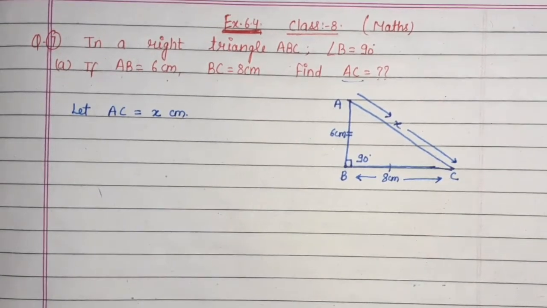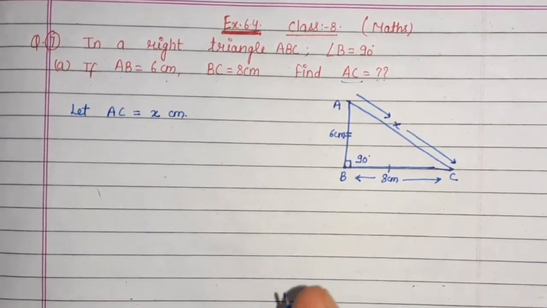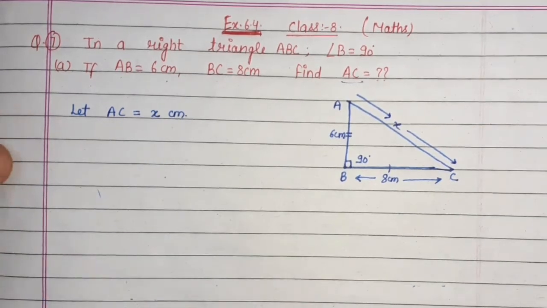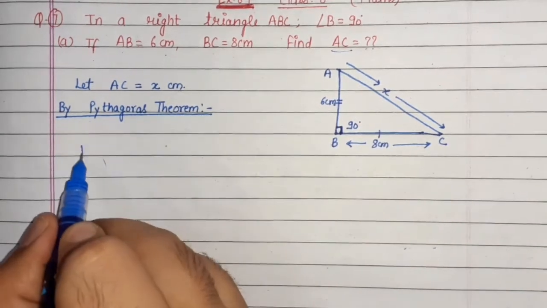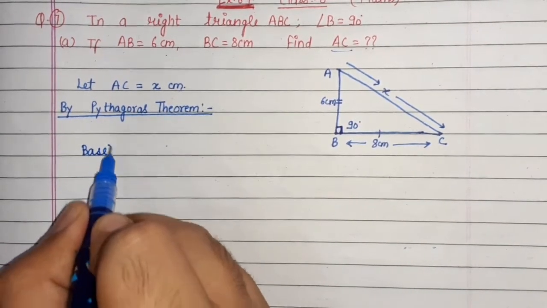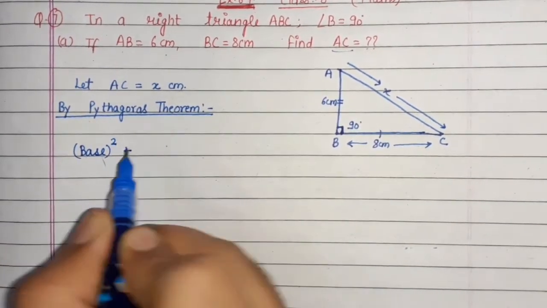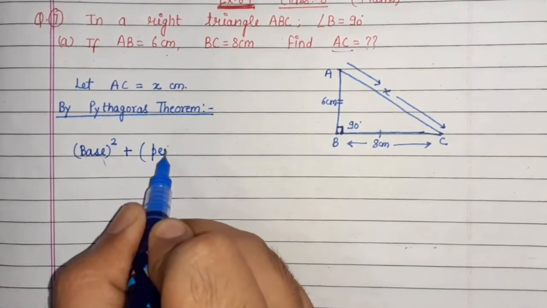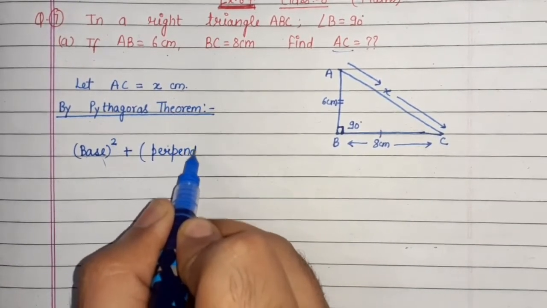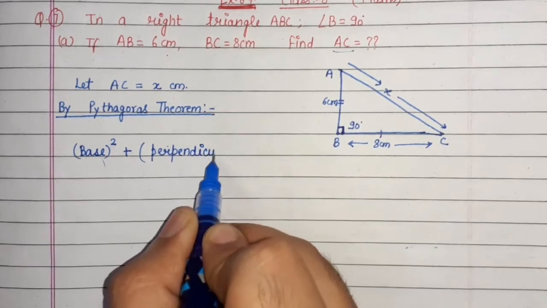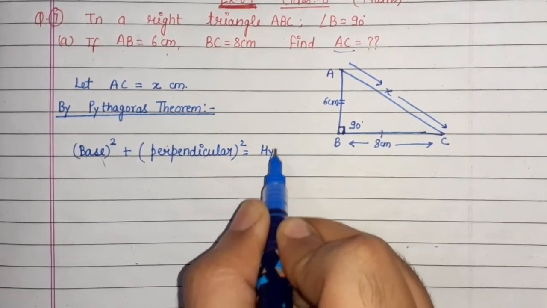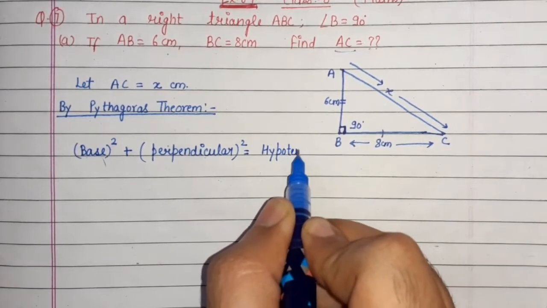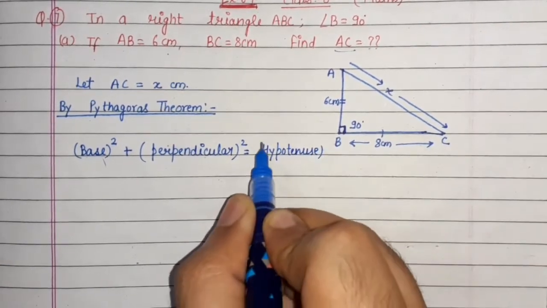Now to find the length of AC, we will revise first Pythagoras property, or you can say Pythagoras theorem. So the Pythagoras property is base square plus perpendicular square is equals to hypotenuse square.